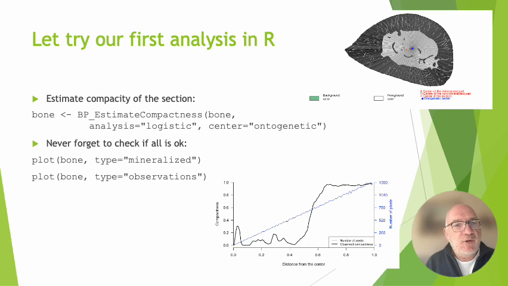And with plot bone type observation, you will see in a black curve the distribution of compactness from the center to the periphery of the section, and the blue line represents the number of pixels for each section of the bone. And you see that obviously at the center you have fewer pixels than at the periphery. We should take this into account to not make a biased estimation, but the software will do this for you.